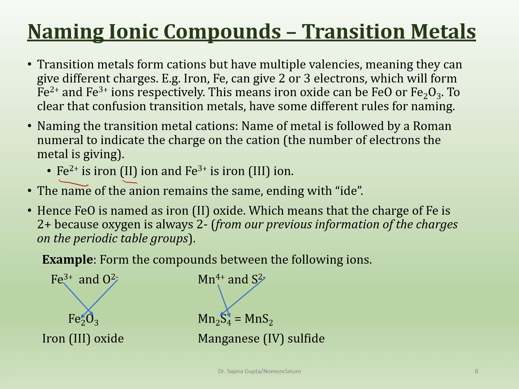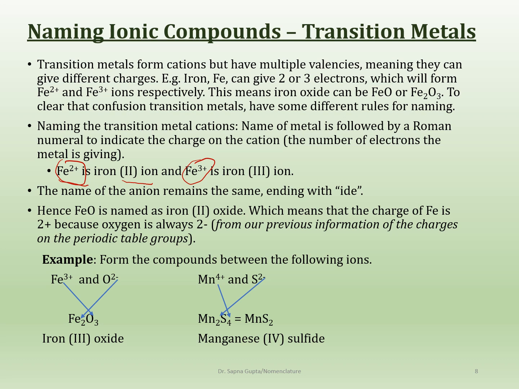iron can be iron 2 or iron 3. So which means that it can either give 2 electrons or 3 electrons. Now why it can do that, we'll talk about that later. But at this point, you just need to know it does. So it gives 2 electrons or 3 electrons.